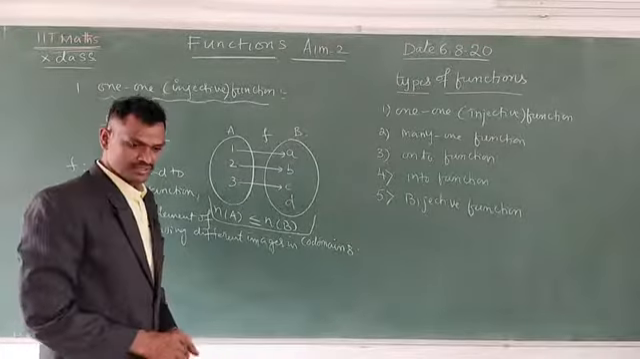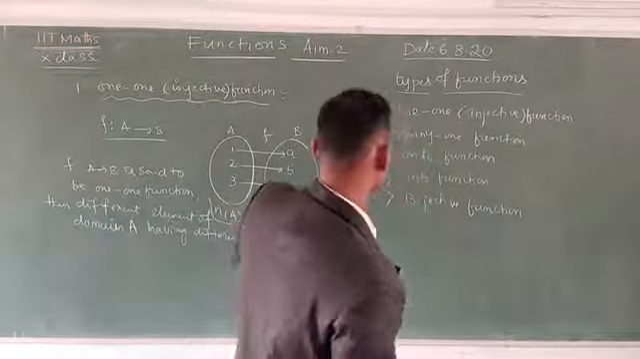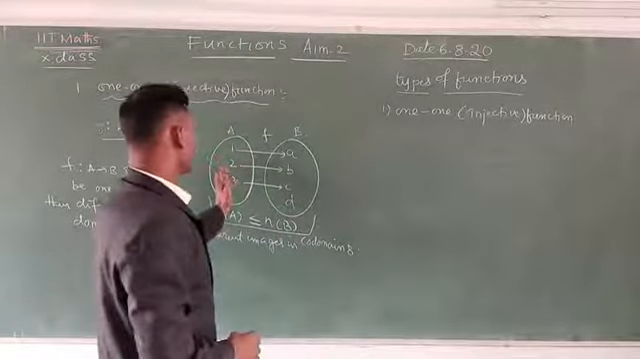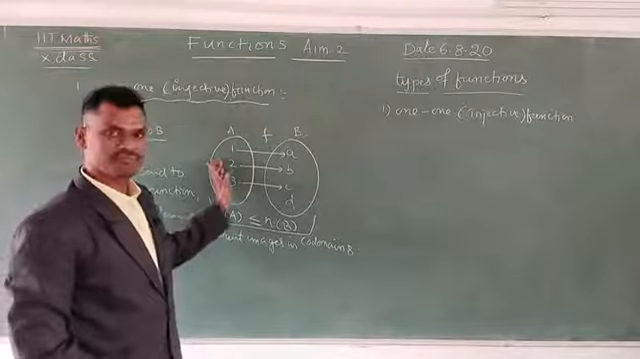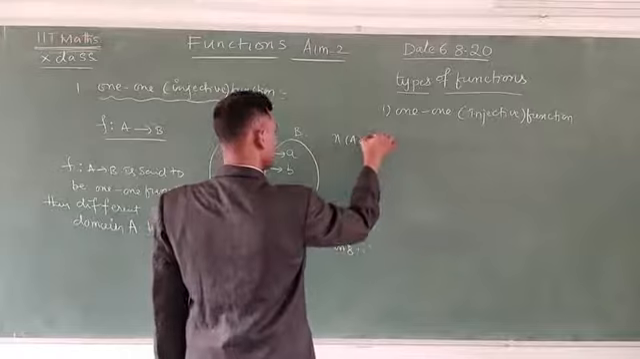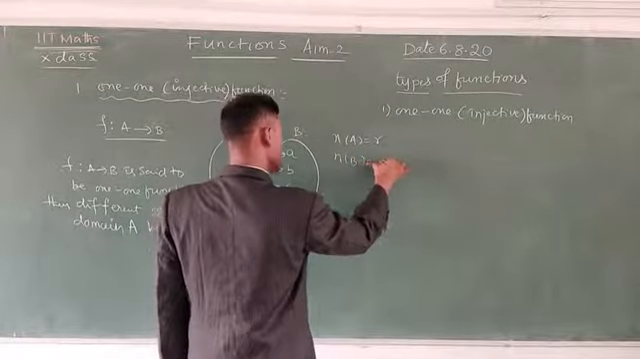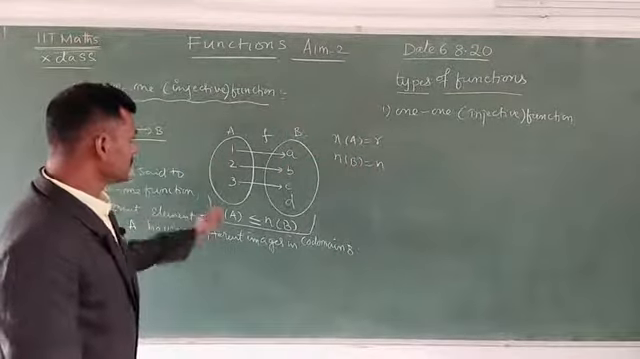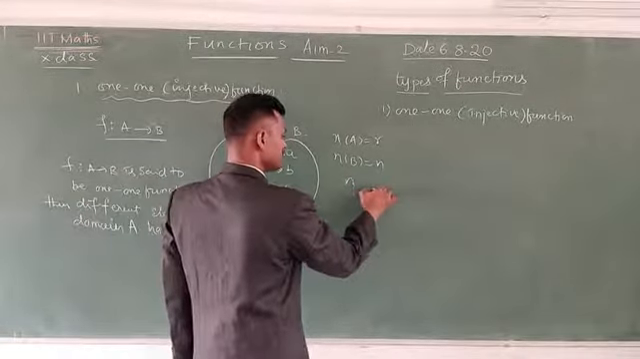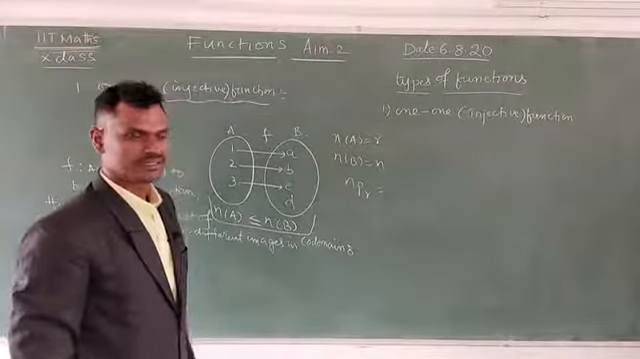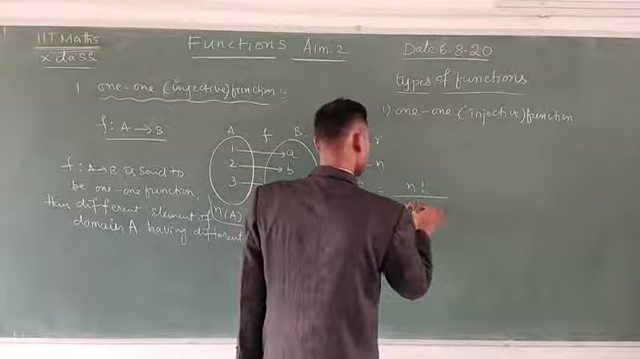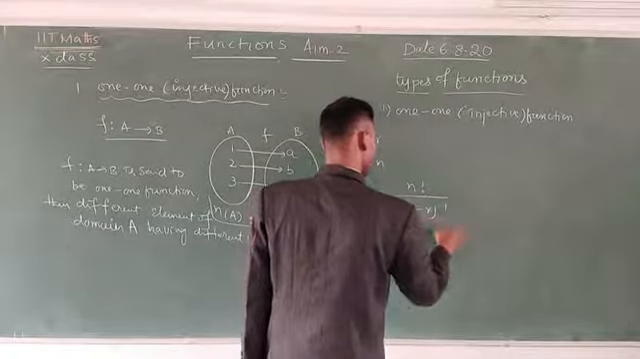Now, after discussing this, how many one-one functions are possible from A to B? Suppose n(A) equals r elements and n(B) equals n elements. The number of one-one functions from A to B is nPr, where P means permutations. The formula is nPr equals n factorial divided by (n minus r) factorial.